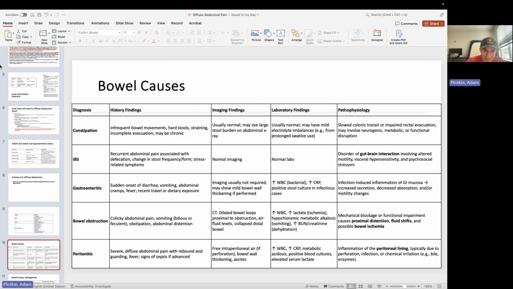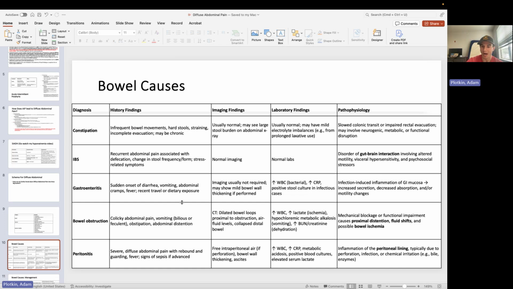Okay. IBS, you're going to have recurrent abdominal pain associated with defecation, a change in stool frequency or form, and then it's usually stress related, right? There's usually this neurogenic component to it. Normal imaging, normal labs, the pathophys is a disorder of the gut-brain axis, okay? There's altered motility, visceral hypersensitivity, and psychosocial stressors all involved. It's a gut-brain axis issue, okay?